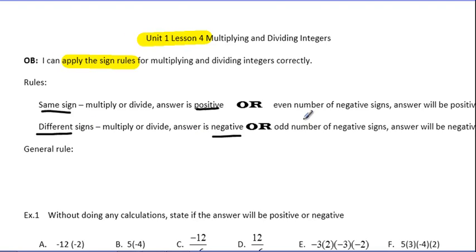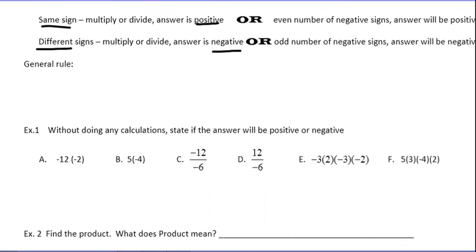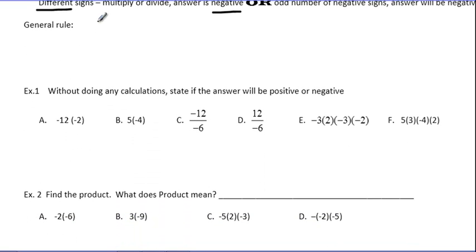Another way of looking at that is if you have an even number of negative signs, your answer will be positive, and if you have an odd number of negative signs, your answer will be negative. So let's take a look at example 1. Oh, I'm skipping something. The general rules, so let me put those rules on paper here.